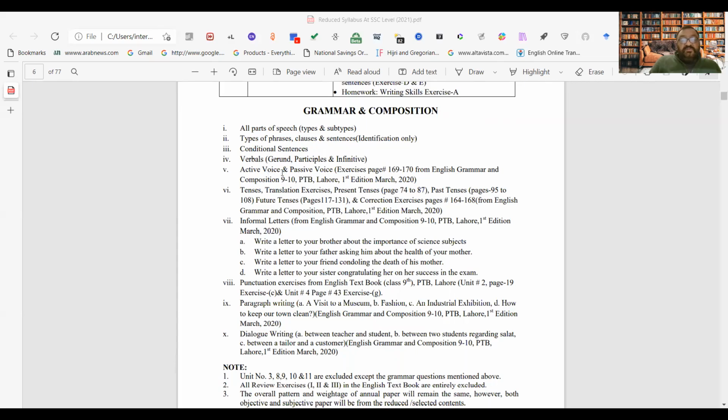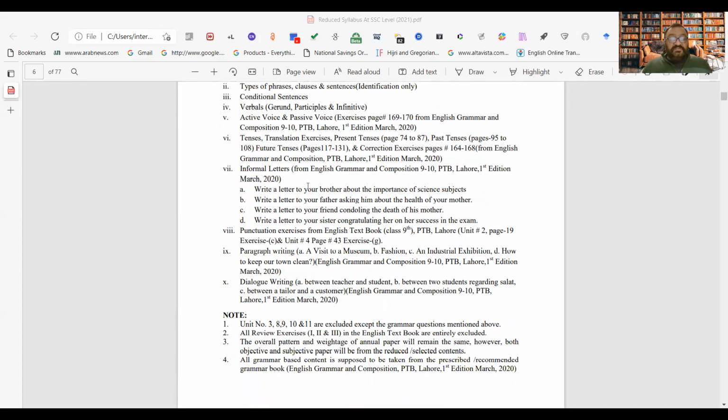Conditional sentences, verbals, gerund, participles, and infinitive. Active voice and passive voice, exercises page 169 to 170 from English Grammar and Composition 9 to 10. Okay, PTB, Punjab Textbook Board, Lahore, also has the same syllabus. Edition March 2020 is the same.